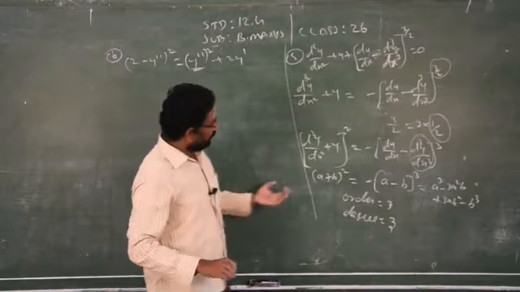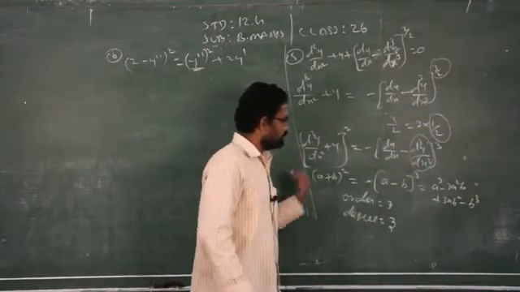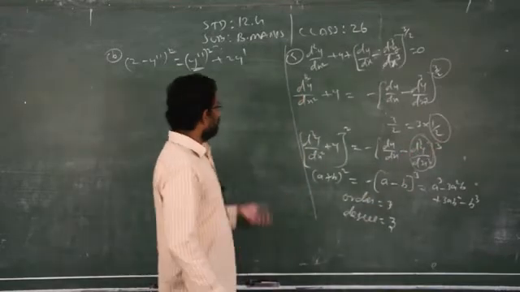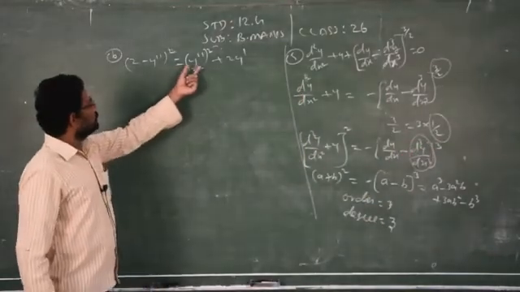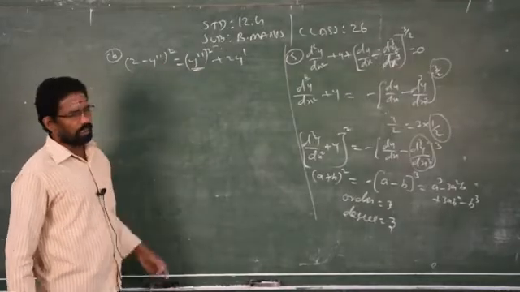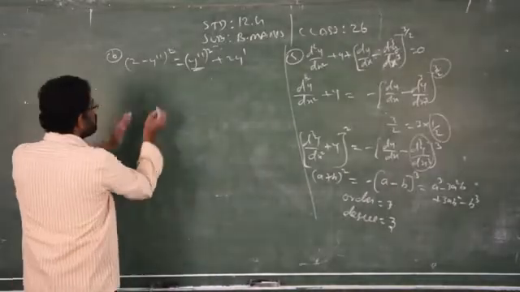Clear? Here we have the highest order present in only 1 place. There is no need to expand. You can straight away write order 3 and degree also 3. But here the highest order 2 is present in both places. So if you write straight away order 2 and degree 2, you will get a wrong answer. So you have to simplify.